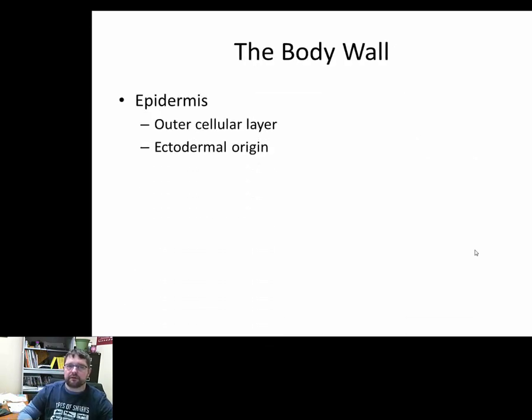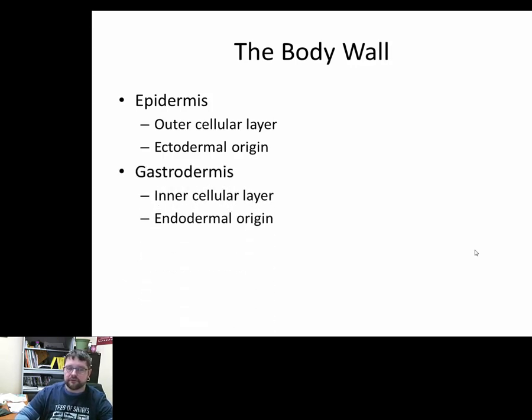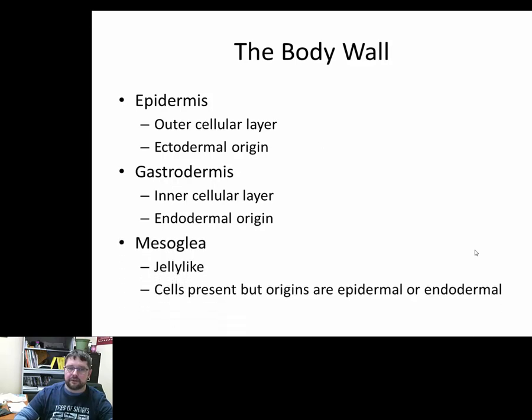All right, so let's look at a little bit about the body wall. First of all, the epidermis, a true tissue layer, is the outer cellular layer, and it's ectodermal in origin, which should be pretty familiar. The gastrodermis is the inner cellular layer around the gastrovascular cavity, and it's endodermal in origin. The mesoglea is that jelly-like substance in between the two layers, the epidermis and the gastrodermis.